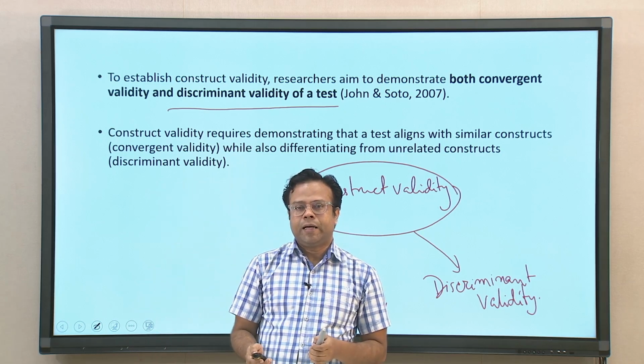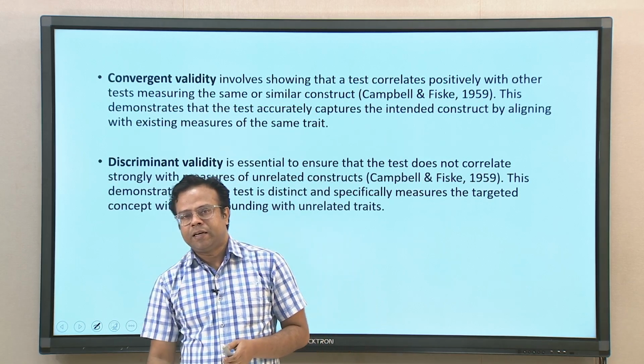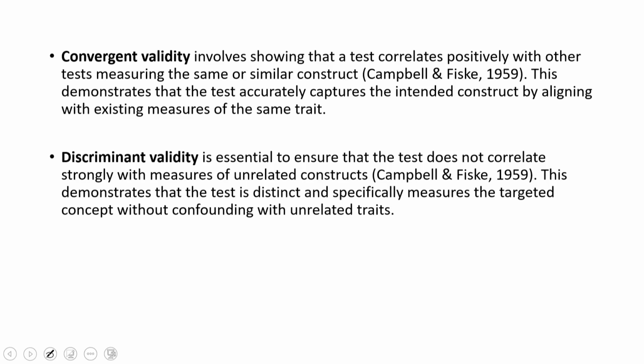Convergent validity is about showing that a test correlates positively with other tests measuring the same or similar concept or similar construct. This demonstrates that the test accurately captures the intended construct by aligning with existing measures of the same trait.